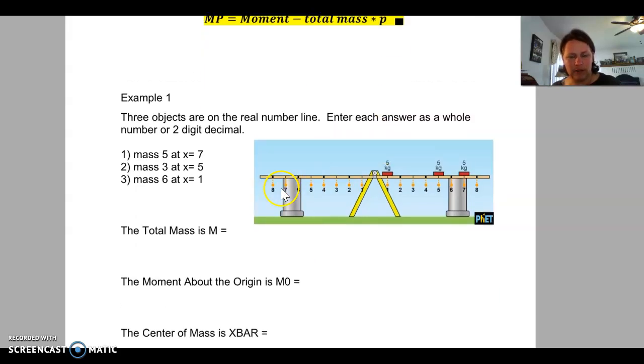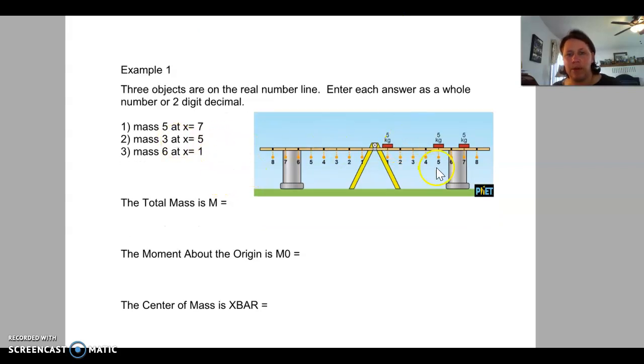Okay, so we're ready for our first example. So 3 objects are on the number line. Enter each answer as a whole number or 2-digit decimal. So I put a little picture here, and I used that. So a mass of, oh, my little things didn't follow through. Shoot. Okay, so when I printed this out, my pictures, I put different grams on there so they would all match up. So we'll have to write them in here.